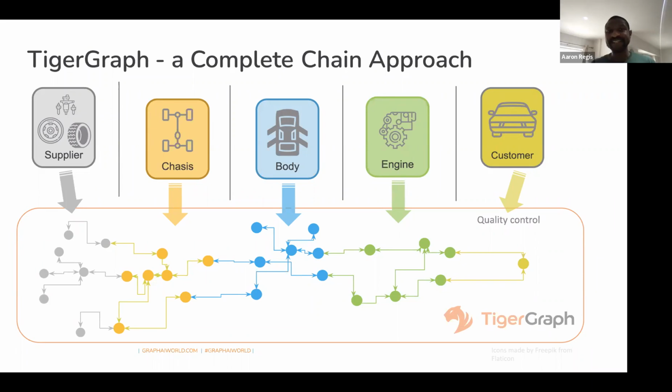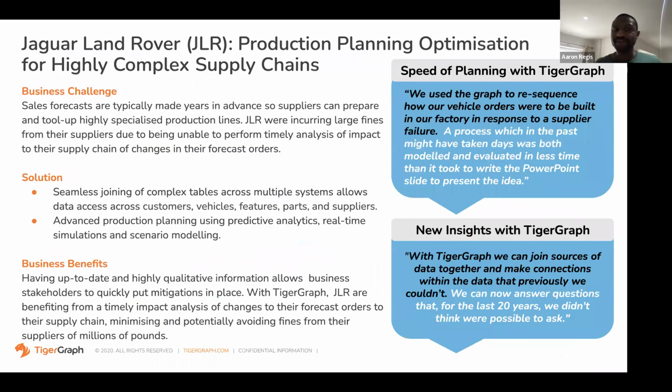And this is effectively what Jaguar Land Rover did, right? They were experiencing huge fines from the suppliers, ultimately because they weren't able to do analysis in a timely manner when there were changes. When there was a change in their forecast, they couldn't update their suppliers in real time or quick enough.